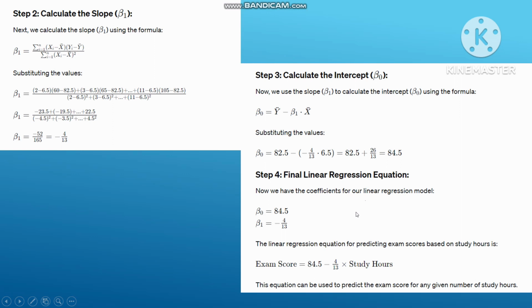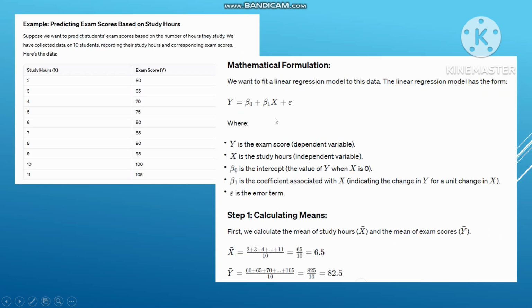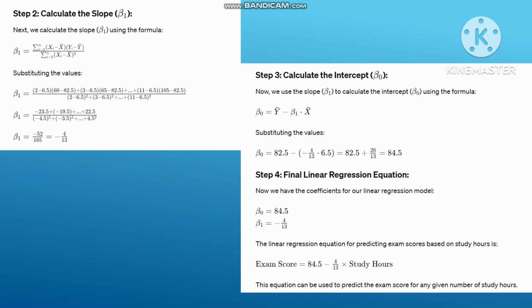Since we have the coefficients, we will simply put them in the equation. We need to find the exam score, which is represented by y. So y will be equal to what? Exam score equals intercept minus slope into study hours. Simply put, y equals beta naught plus beta 1 into x. That's what we have done. We have put the values and found out the exam scores.